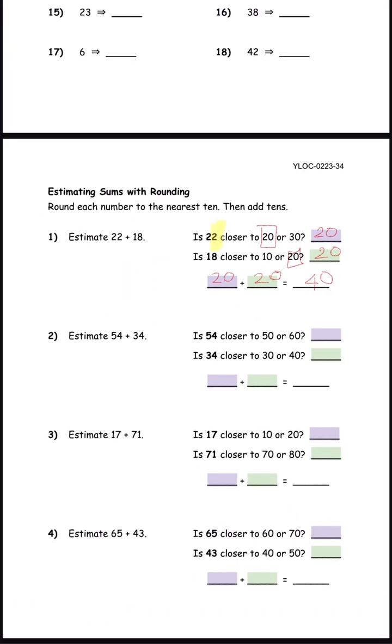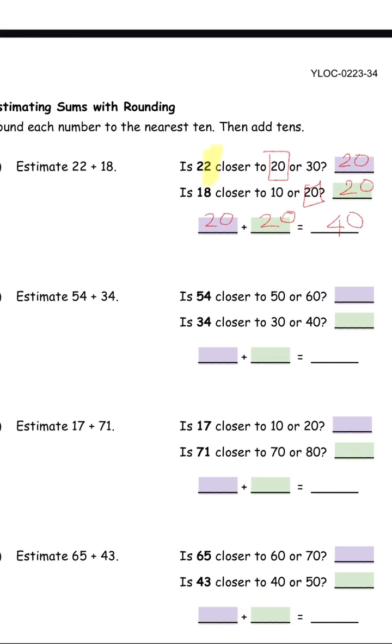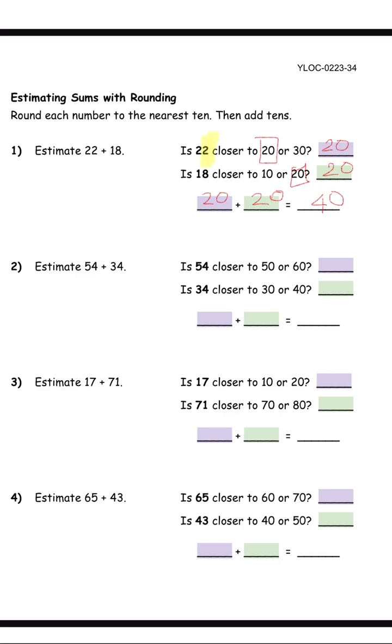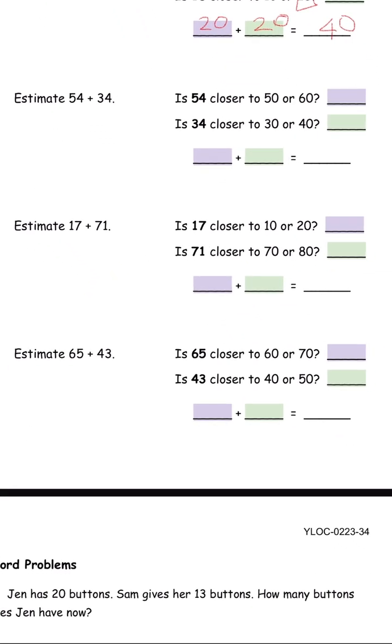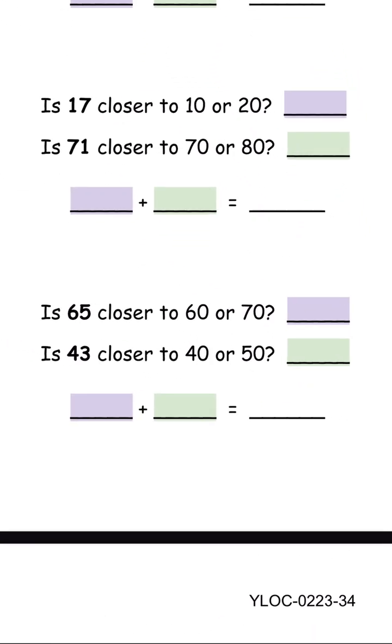Okay, let's try one more. We can do number 4. So estimate 65 plus 43. So is 65 closer to 60 or 70? So we know that it ends with 5. And since it ends with a 5, we're going to have to round it up, which is going to be 70, right? So we write 70 over here. And is 43 closer to 40 or 50? It ends with 3. The ones place is 3. So that means we're going to have to round it down, which is going to be 40.